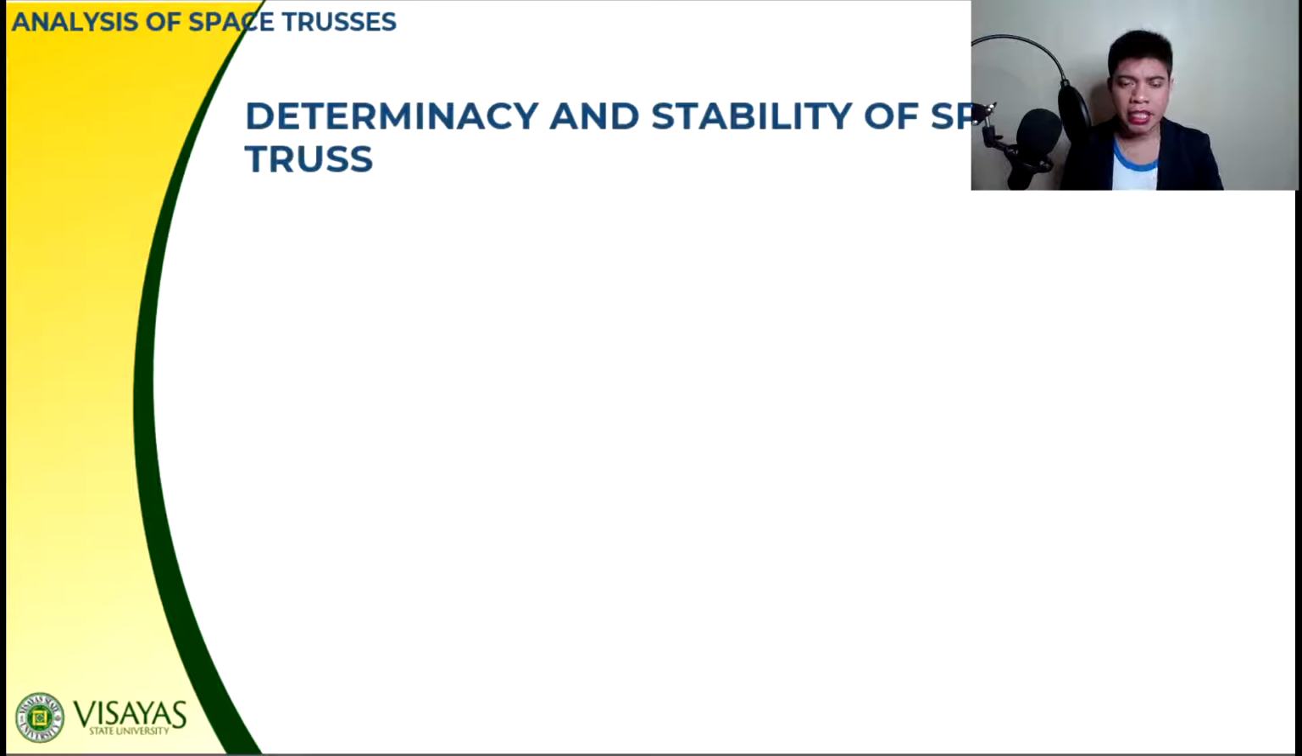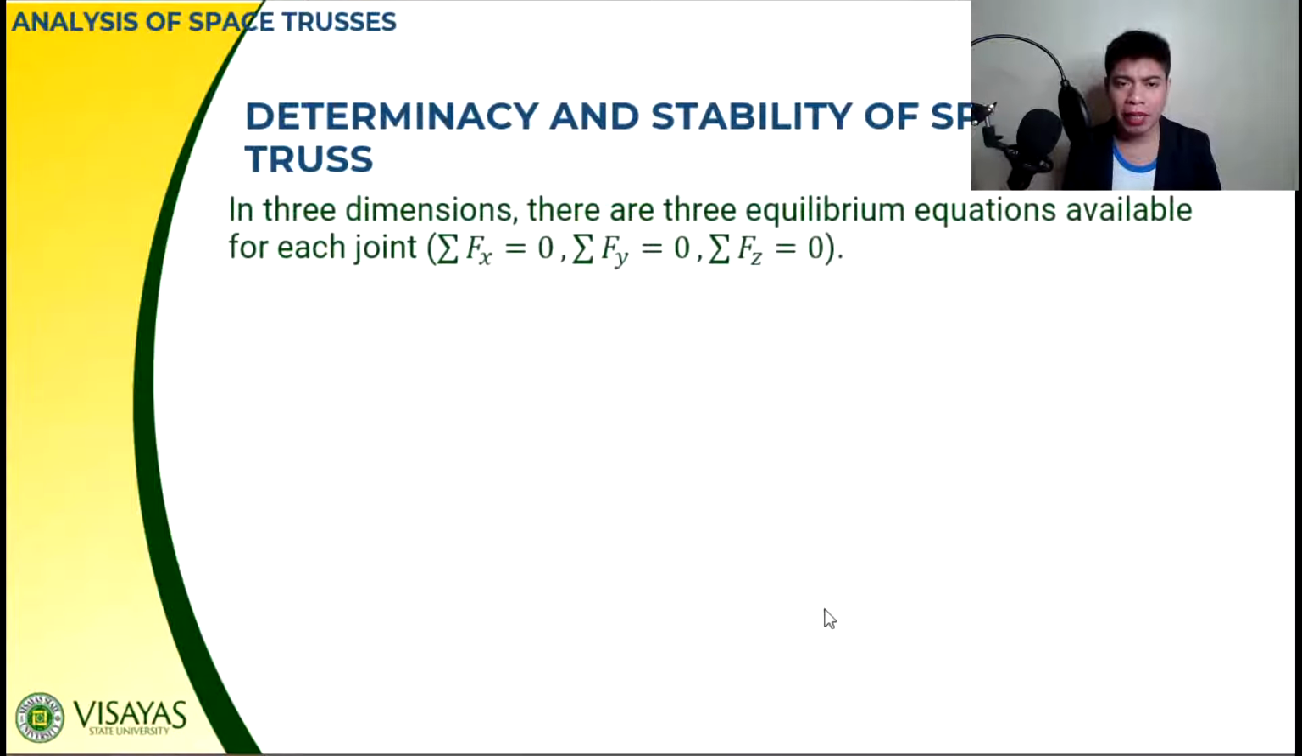So dito guys sa space truss, kailangan din nating malaman if it is determinate or indeterminate and stable or unstable. Okay, so paano natin malalaman kung determinate ba siya or indeterminate or stable or unstable? So sa 3 dimensions guys, since this is a space truss, then we can apply 3 equilibrium equations sa bawat joint. Okay, so that is summation of forces x equals 0, summation of forces y equals 0, and summation of forces z equals 0. So that is summation of forces sa bawat axis equals 0. So bali tatlong equilibrium equations yan.